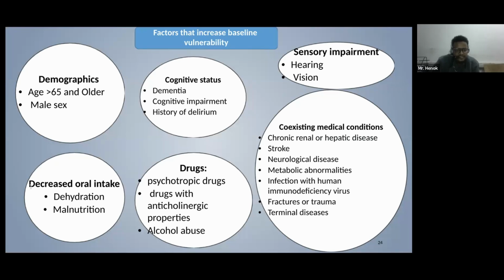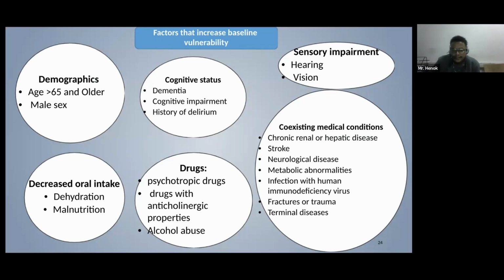The other one is decreased oral intake. Dehydration and malnutrition can lead patients to develop delirium. And exposure to drugs: psychotropic drug exposure, drugs with anticholinergic properties, not antipsychotics, anticholinergic properties, and alcohol abuse. Especially, delirium can happen in alcohol withdrawal. As you know, there is alcohol withdrawal delirium to the level of delirium tremens.